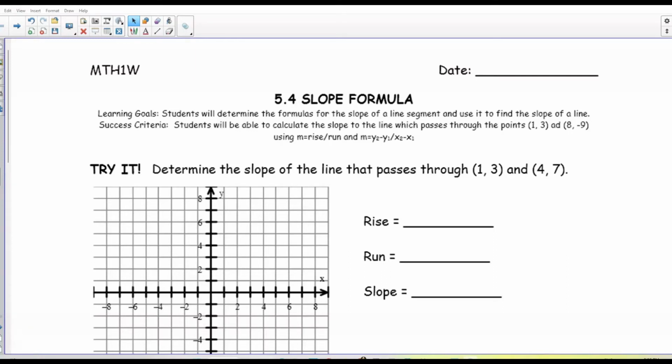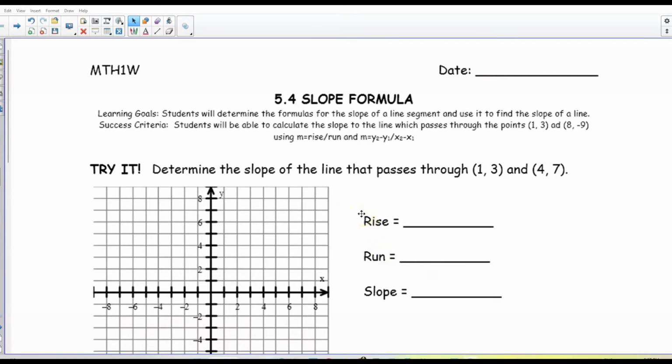I'm not sure we actually finished 5.4, and with me being away for a couple of days and not feeling great, I wanted to make sure we had a full explanation of what's going on with the slope formula. So we're going to take a look at this, and we're going to try to get this done in 15 minutes, which is the limit of my video length, so it shouldn't be too long.